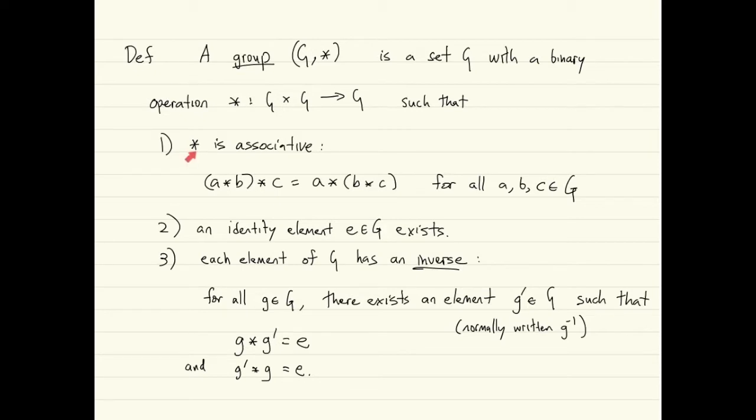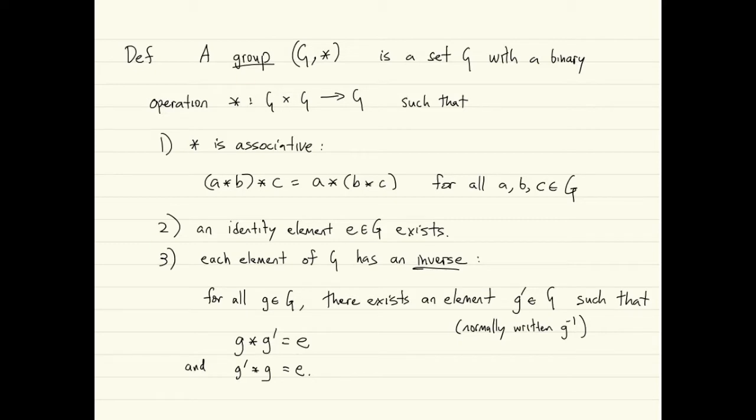That asterisk or star or product is associative. That means A star B, that's an element of G, then you star that with some element C. That's the same as if you do A star the result of starring B and C. So that's one condition that a group has.